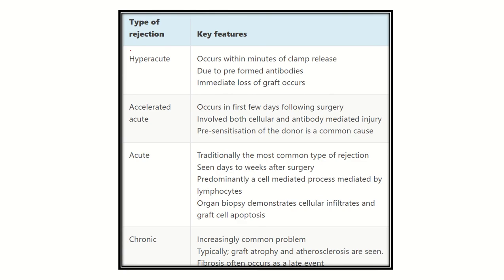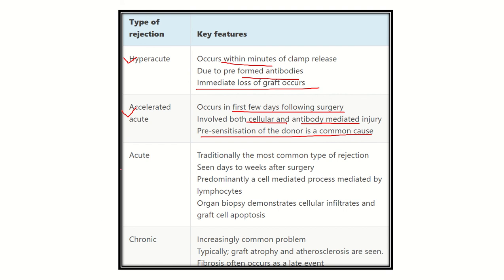Here we can see the types of rejection: hyperacute, accelerated acute, acute and chronic. Hyperacute occurs within minutes after release of the clamp, due to preformed antibody, with immediate loss of the graft. So hyperacute rejection occurs immediately on the operating table, due to preformed antibody and an antigen-antibody reaction, and loss of the graft occurs very quickly. Accelerated acute occurs within the first few days following the surgery. It involves both cellular and antibody mediated mechanisms, and pre-sensitization of the recipient is a common cause.